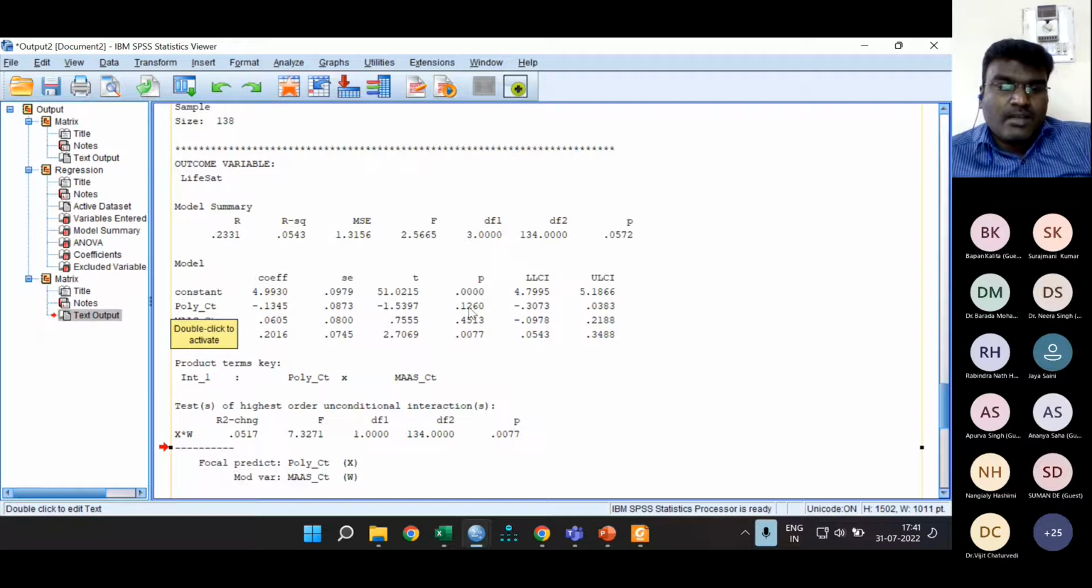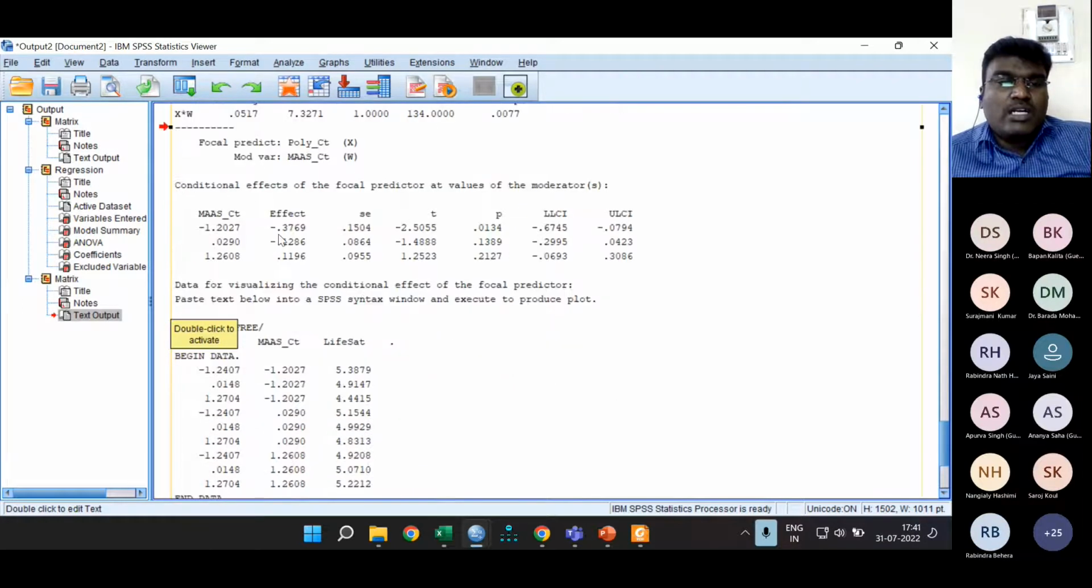Now, if you look at this particular section, this is nothing but the simple slope effect. At the low level of the moderator, this minus 1.2027 is nothing but the low level of the moderator. This 0.0290 is nothing but the mean level of the moderator. This 1.2608 is nothing but the high level of the moderator.